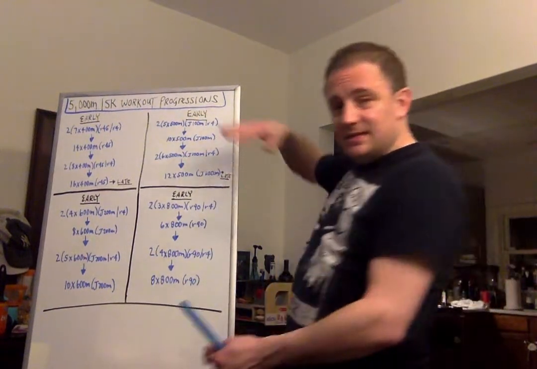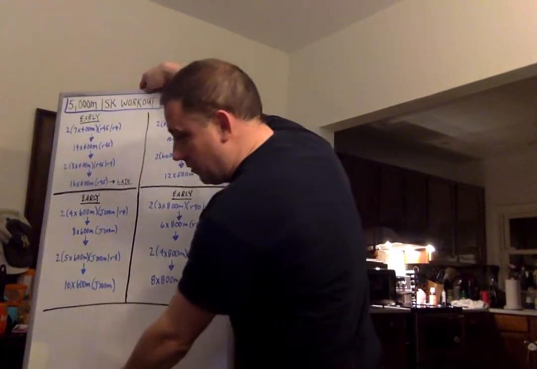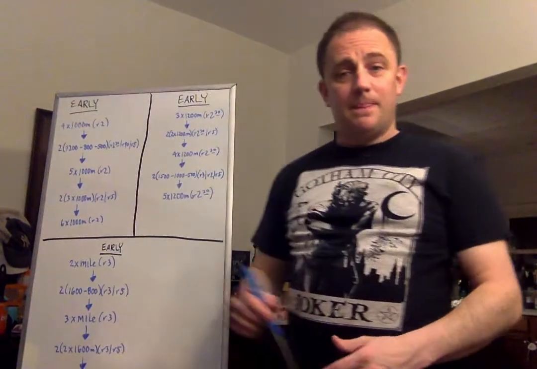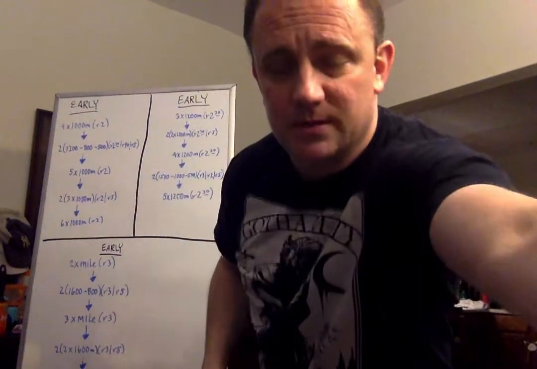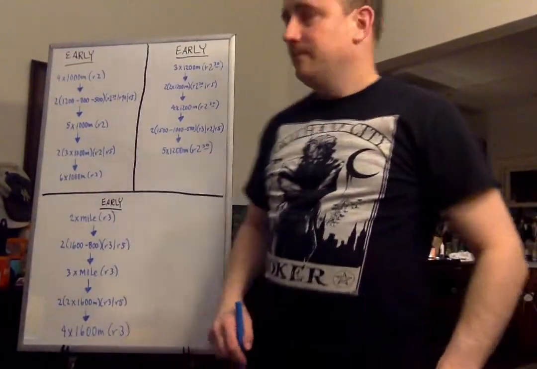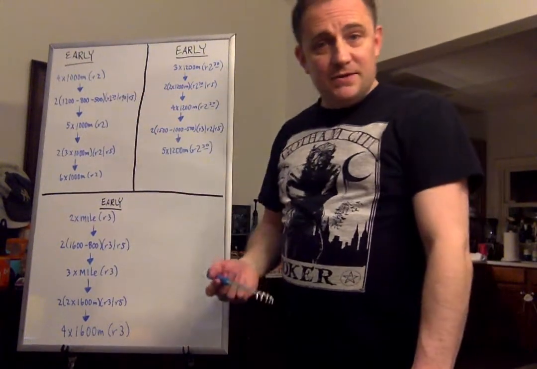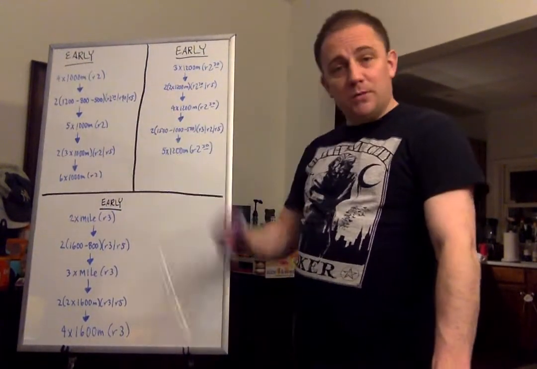So now I'm going to take this down. We're going to go to the longer reps now. So we've got 1,000-meter reps, 1,200-meter reps, and mile reps. All right, we'll start at the thousands. First workout, 4 by 1,000-meter efforts with a 2-minute recovery.